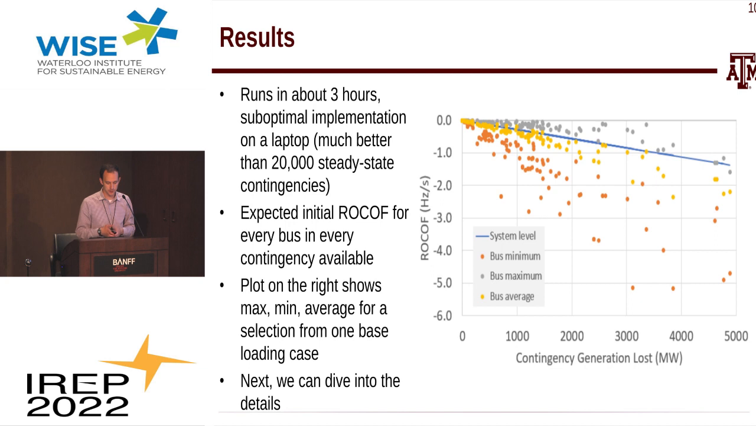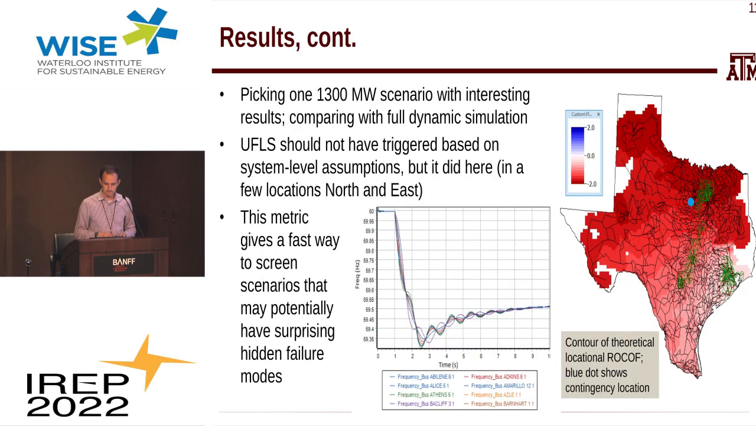But this data is available very quickly, and therefore from this we can identify particular cases, particular loading cases, particular contingencies that might have some interesting phenomena going on. And next, what we can do is pick one out and dive into the details. So here's this 7,000 bus Texas case again. I picked one 1,300 megawatt contingency.